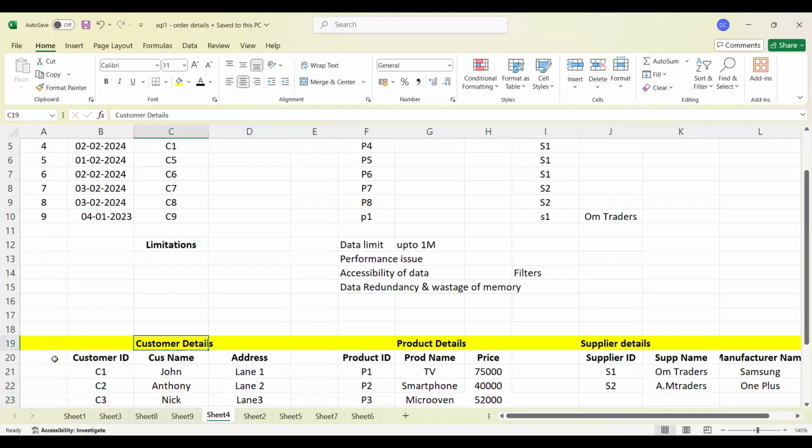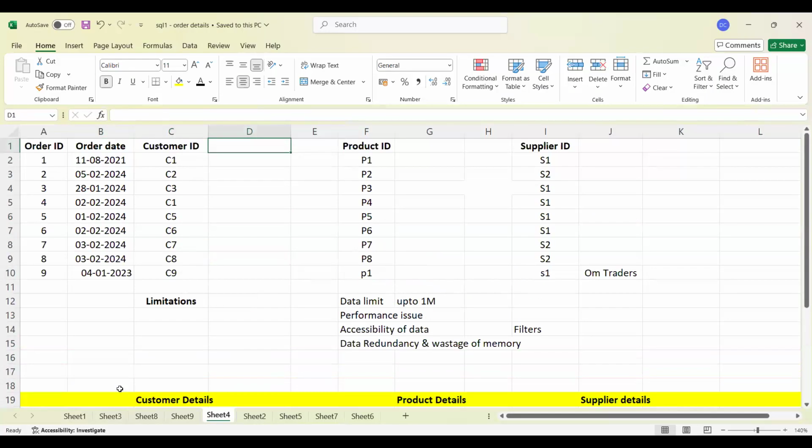Now in the customer details table, my customer ID will be the primary key, and from the base table, this customer ID will be the foreign key. The same goes for all the tables. In the product details table, product ID will be the primary key, and from the base table, product ID will be the foreign key. Like that we will relate.